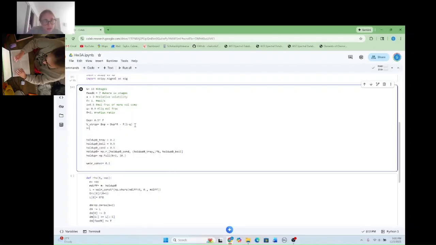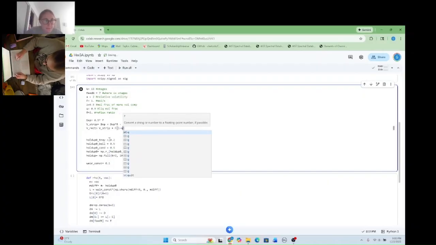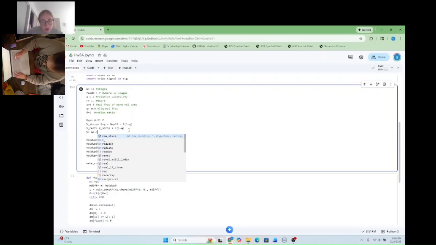And then we have a rectifying section. It's equal to our V stripping section plus, and then we're going to be adding this again. Okay, and then we want to just make a V equal to np.zeros. And so from here we have our rectifying section first.